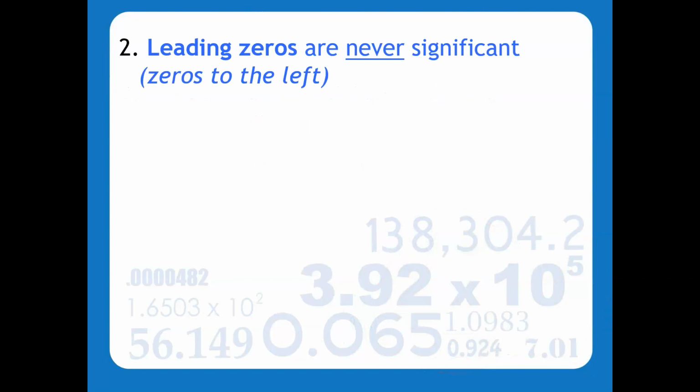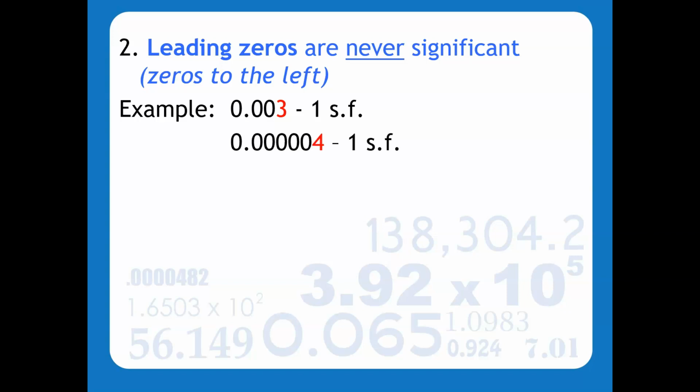Here's another rule. Leading zeros, or zeros that are to the left of the number, are never significant. For example, 0.003, the 3 is the only significant digit. The zeros there are a placeholder and indicate how small the number is. This number also has only one significant figure, because those zeros are leading, the 4 is the only thing that is significant.